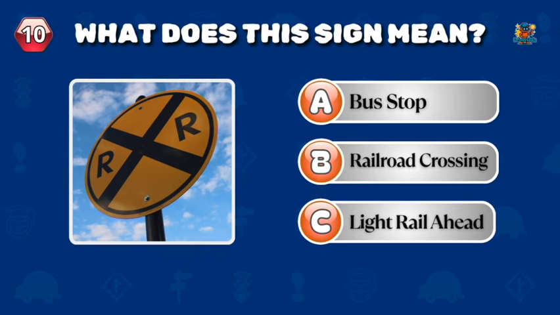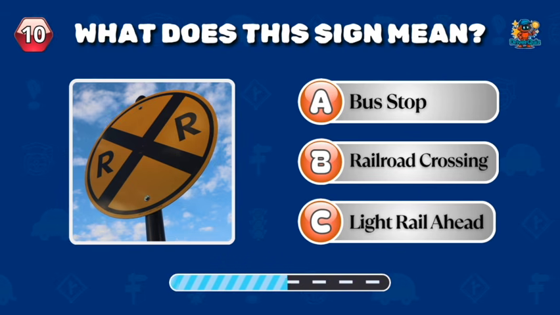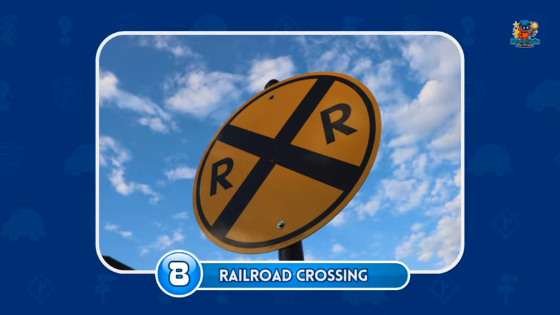Question 10. A. Bus stop. B. Railroad crossing. C. Light rail ahead. Railroad crossing. Slow down and prepare to stop. Trains may cross ahead.